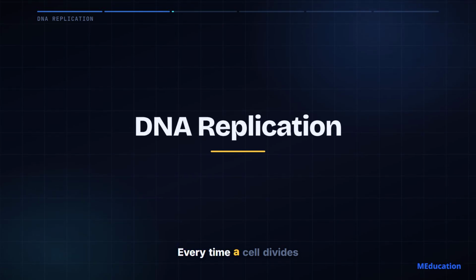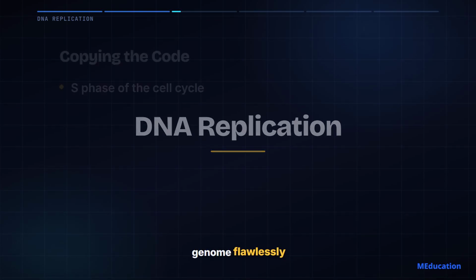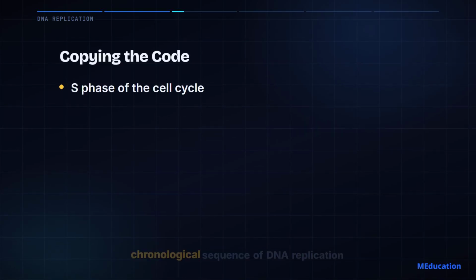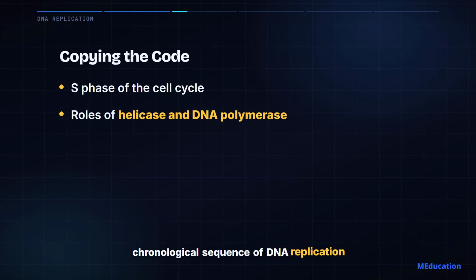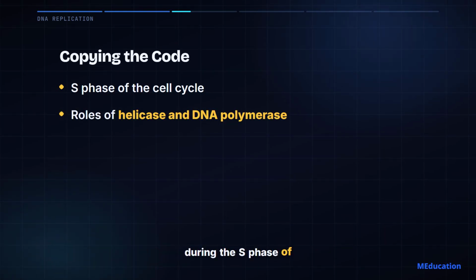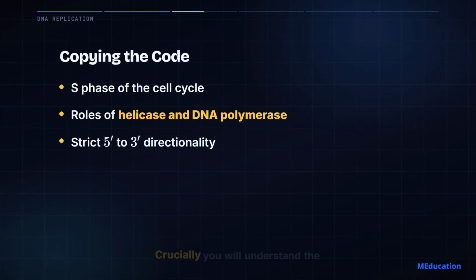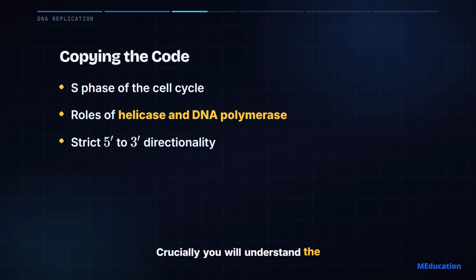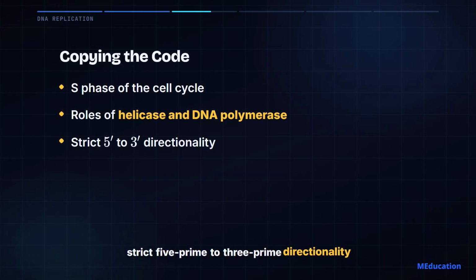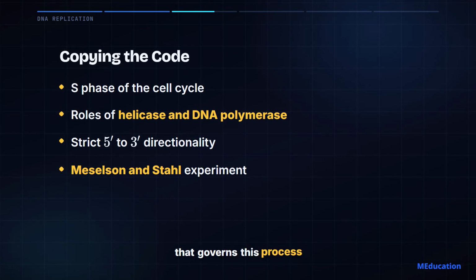Every time a cell divides, it must copy its entire genome flawlessly. You will learn the exact chronological sequence of DNA replication during the S phase of the cell cycle. We will track how helicase unzips the helix and how DNA polymerase builds the new strand. Crucially, you will understand the strict 5' to 3' directionality that governs this process.